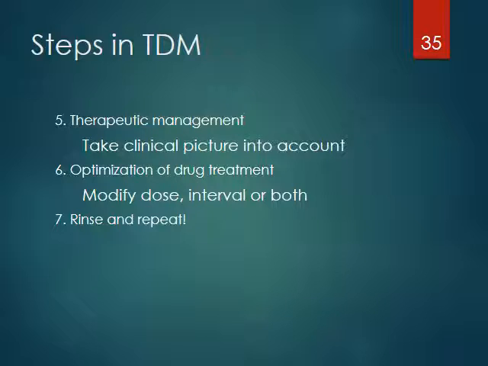Once you make your final decision, then you want to optimize the drug treatment. Typically, you either want to modify the dose or the interval. Typically, you want to do one or the other. In some cases, you might do both. And then you'll basically rinse and repeat. You'll go ahead and do another round of dosing until you achieve the new steady state, and then you'll recheck it again and see where they're at. Again, it takes about 4 to 5 half-lives before you'll actually achieve steady state.